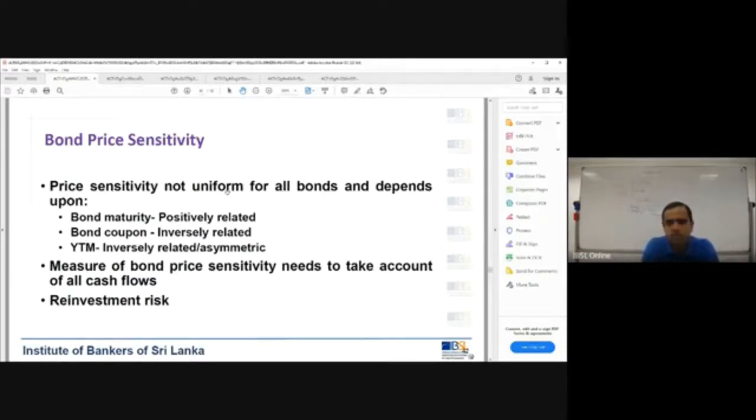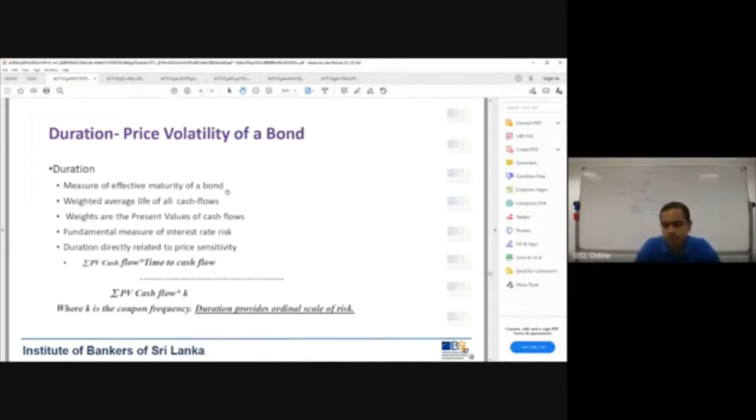A measure of bond price sensitivity needs to take account of all cash flows and reinvestment risk. Duration is the price volatility of a bond, or the price sensitivity of a bond. Duration measures the effective maturity of a bond. It measures the weighted average life of all cash flows. Weights are the present value of cash flows. It's a fundamental measure of interest rate risk, right? Duration is directly related to price sensitivity. So this is how it's calculated.